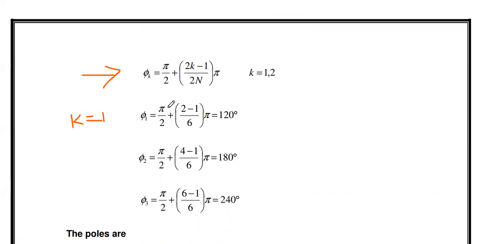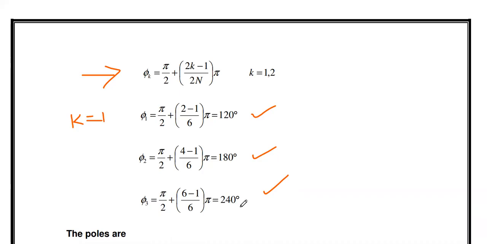So phi 1 equals pi by 2 plus the same. Instead of k, you substitute 1. So we can get 120 degrees. Similar to the previous problem, in the previous problem also n equals 3. So if n is 3, we can get the same three angles. The first angle is 120, the second angle is 180, the third angle phi 3 is 240 degrees.